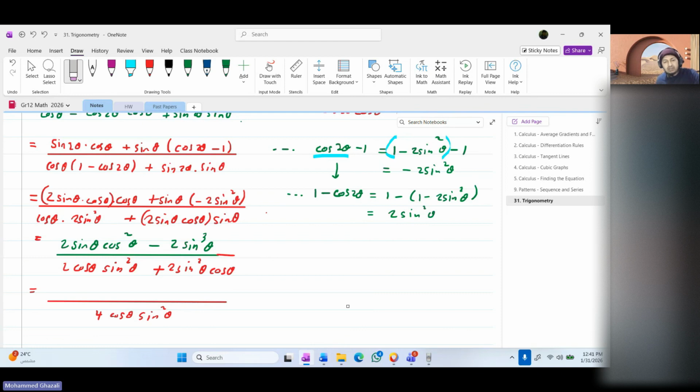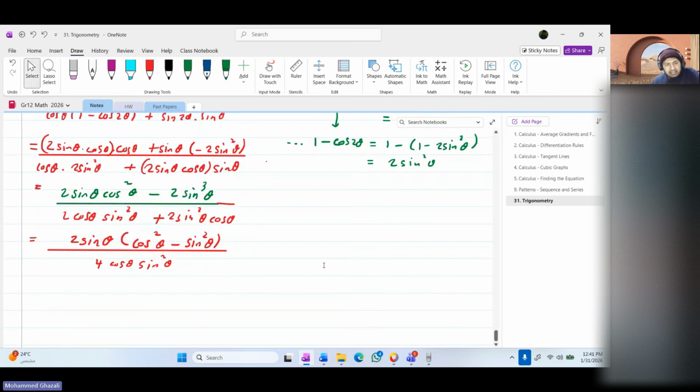Can we simplify that in a similar way? Oh, yes. We can take our 2 sine theta as a common factor on top, and we're left with cos squared theta minus sine squared theta. Right, so we're almost there. Now the 2 can cancel out with the 4 two times, and 1 sine theta and 1 sine theta can cancel out. So all we are left with is 2 sine theta cos theta at the bottom.